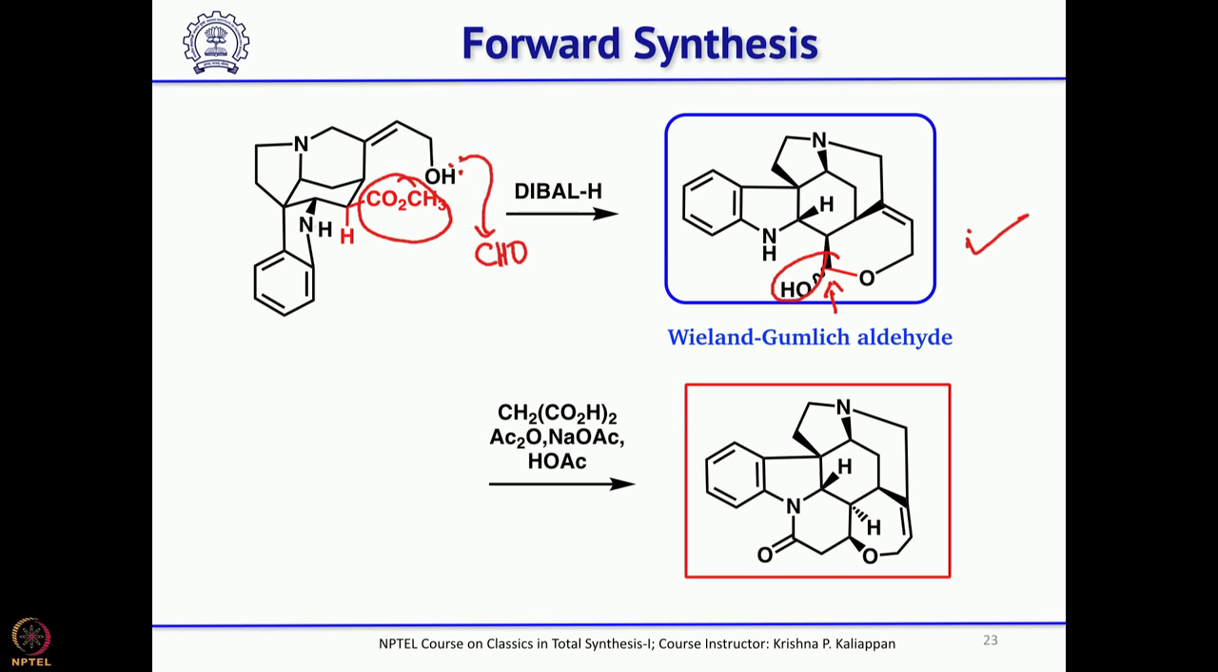The Wieland-Gumlich aldehyde can be converted into strychnine successfully by treating with malonic acid, acetic anhydride, sodium acetate and acetic acid. Okay. So this is again another interesting total synthesis.